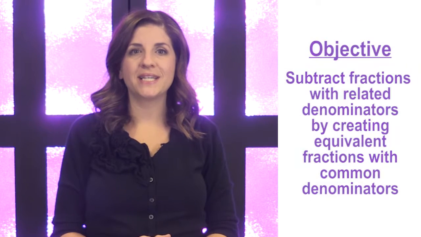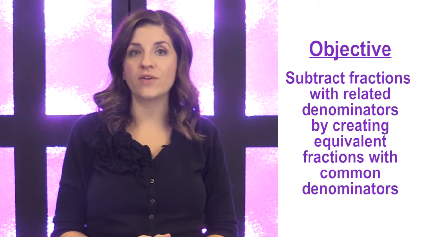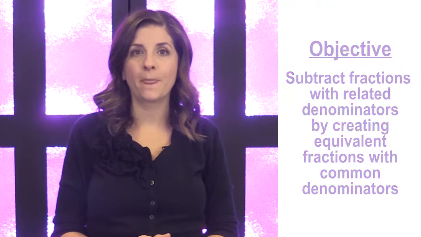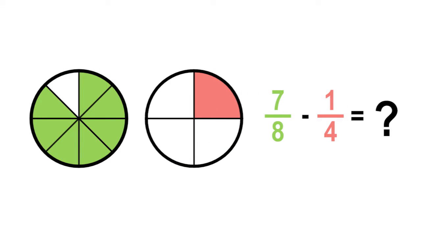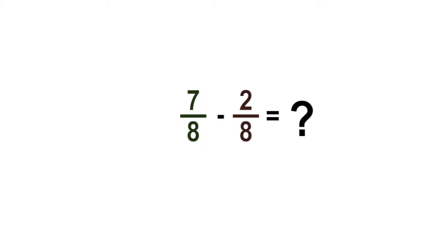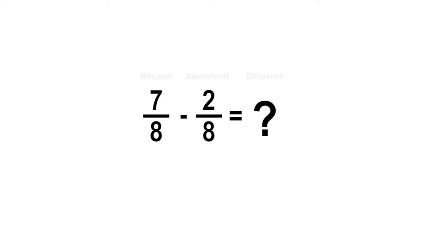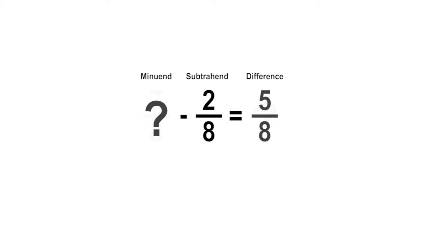The objective of this lesson is to subtract fractions with related denominators by creating equivalent fractions with common denominators. In previous lessons, students have subtracted fractions with like and unlike denominators using models as well as the common denominator strategy. However, in previous lessons, students subtracted fractions where the minuend and subtrahend were known. Today, the students will have problems that either have the minuend or subtrahend unknown.